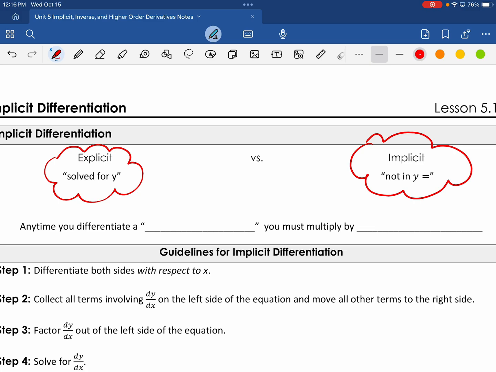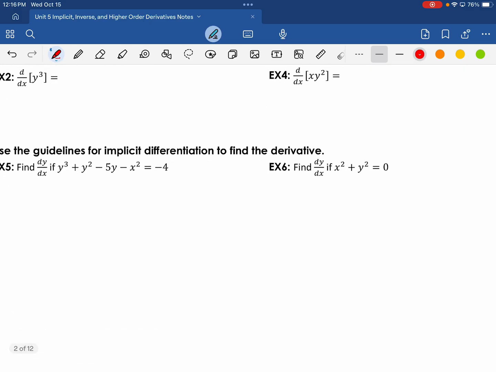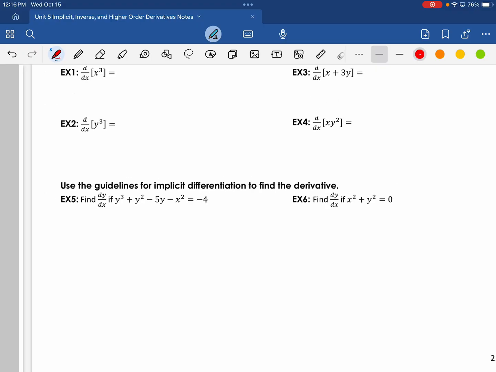So we're still taking the derivative, but you're going to take the derivative of stuff that looks like this. Do you see how on example 5, it says y cubed plus y squared minus 5y minus x squared? You've got x's, you've got y's. They're all mixed together. Okay, so that's the difference in the type of problems that we have.